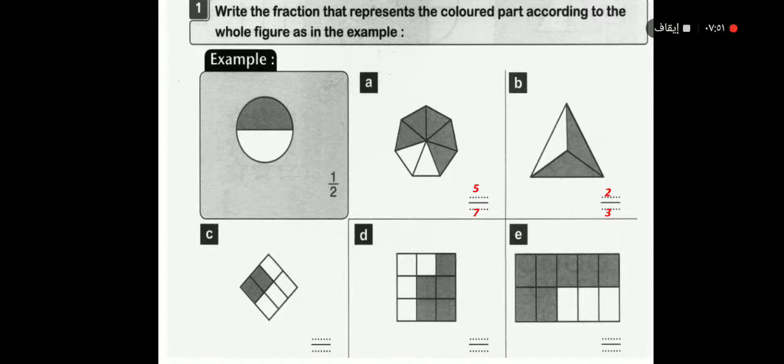Look at figure C. The shaded parts are 2 and all parts 6. The fraction is 2 over 6. Figure D, how many shaded parts? 5 and all parts 9. The fraction 5 over 9. Figure E, how many shaded parts? 1, 2, 3, 4, 5, 6, 7. And all parts are 10. Then the fraction is 7 over 10.